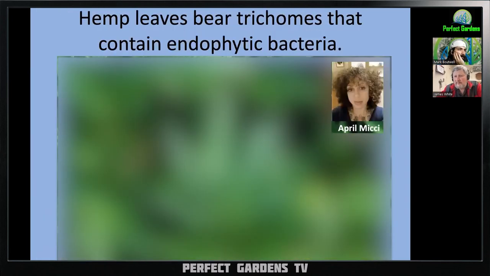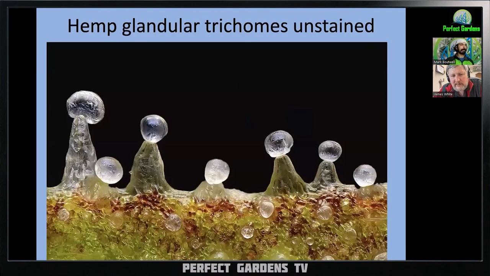Here's another one that you're familiar with. And this is my student, April Michi, working on it. She's trying to finish up her PhD now. It's been a long haul for her, but it looks like there's some light at the end of the tunnel. She's been working on some of these trichomes. And with hemp, you have these glandular trichomes on the leaves and on the flowers, on the inflorescences.